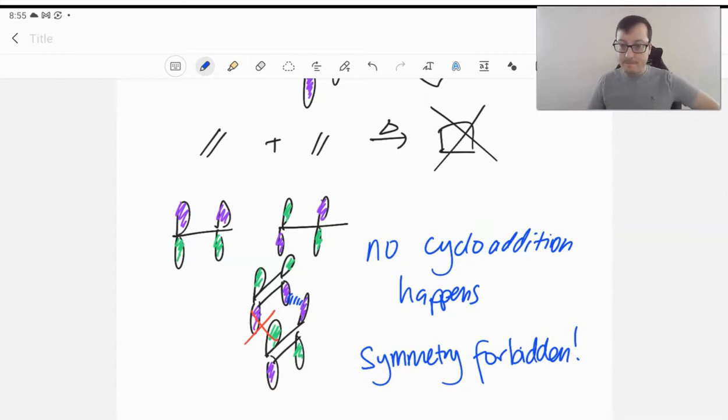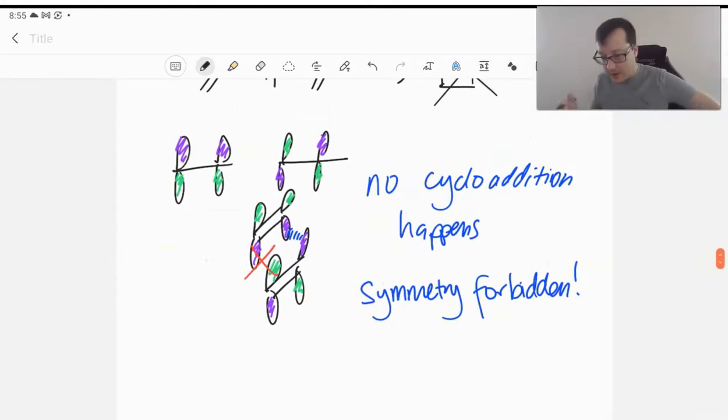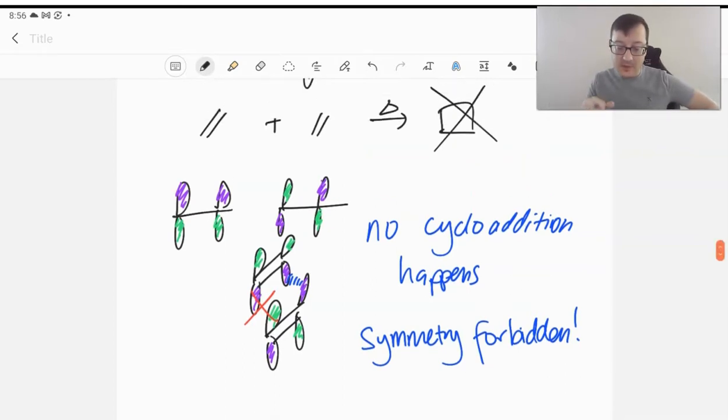However, something interesting does happen if we were to instead use a different energy source. So heat normally allows for Diels-Alder to happen. It allows molecules to reach the energy barriers. And so in the next video, we'll take a look at some photochemical reactions using light instead to see if we can get these two ethylene molecules to form that cyclobutane. And we'll see that in the next video.